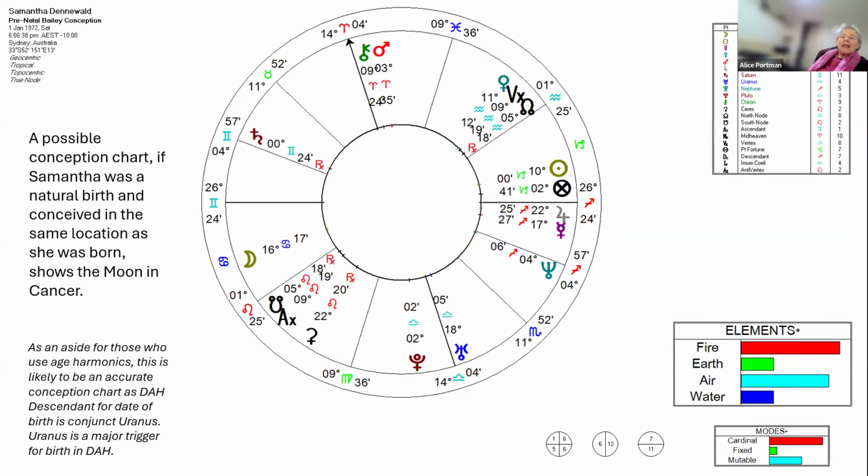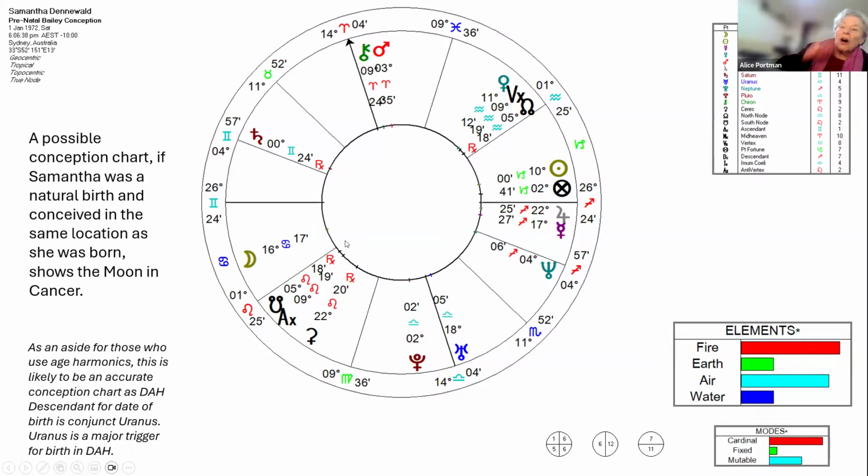All right. Now I get towards the end of my talk, but some really interesting stuff. Yeah? This is, I think, possibly Samantha's conception chart. Yeah? If she's a natural birth and conceived in the same location as she was born, this shows the moon in Cancer. This happens a lot.